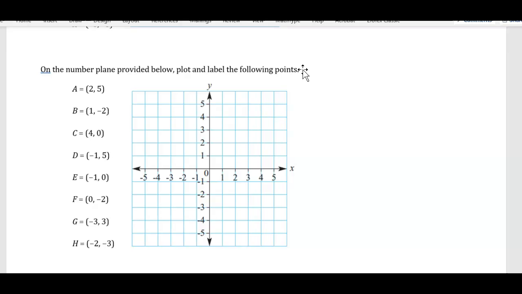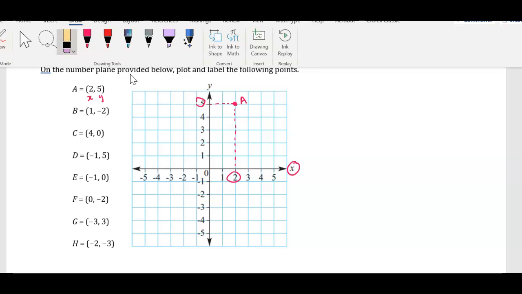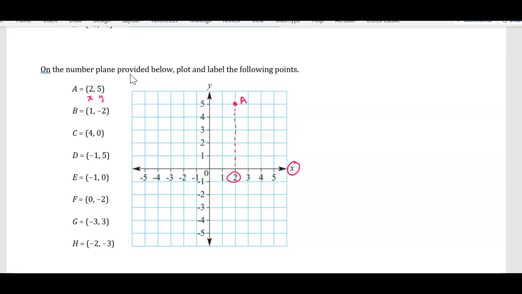We do have another one here, which I'm not going to highlight, but you might like to have a go at doing it on your own first. Just remember, you always read the points x, y. So the first number you find on your x-axis. Remember, your x-axis is your horizontal axis. So the first one is 2, and then 5. So we go up and across. So there's A. I strongly encourage you to do a bit of a pause. I'm going to get rid of those dotted lines.